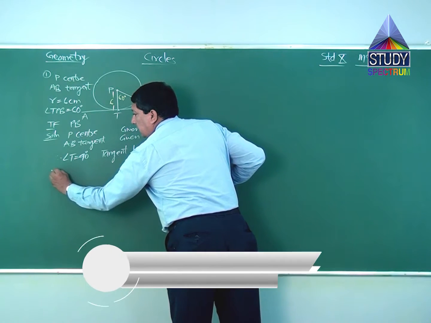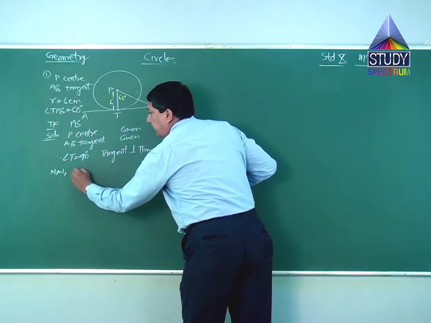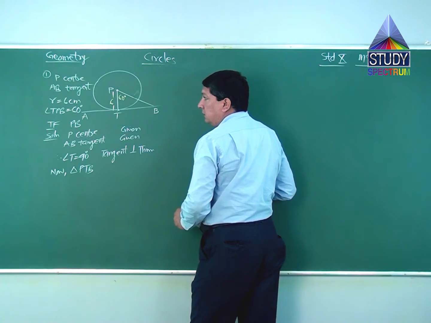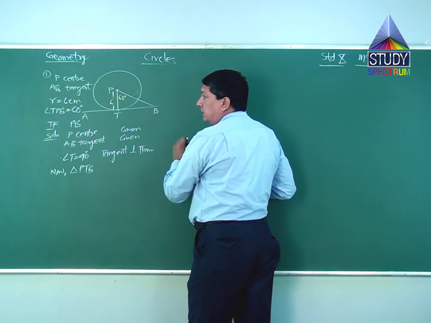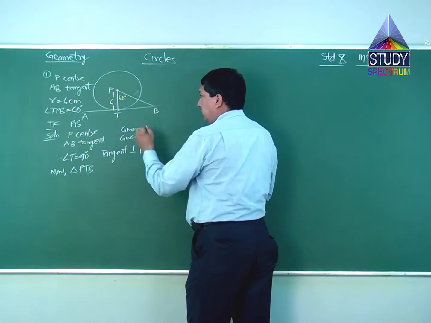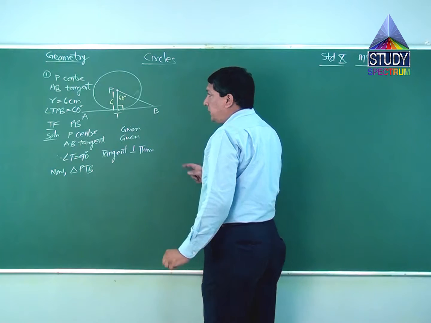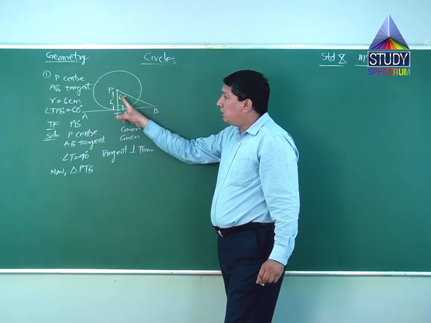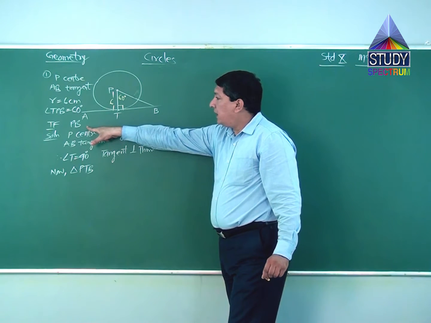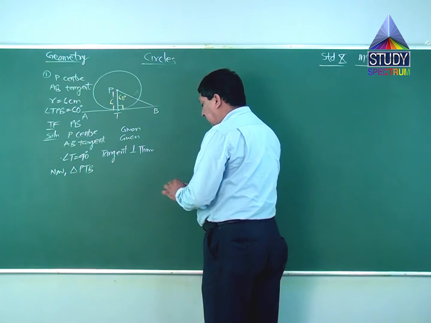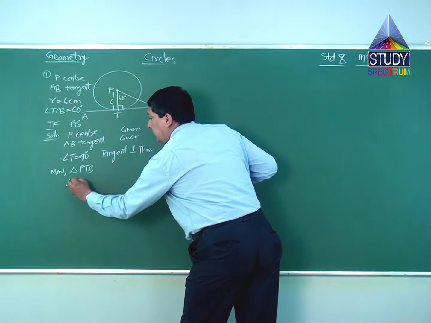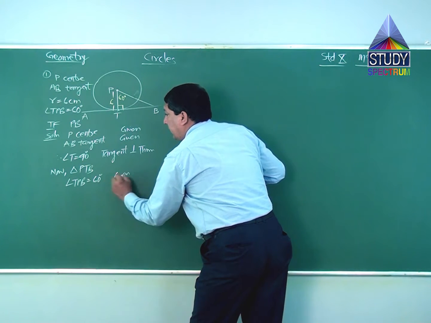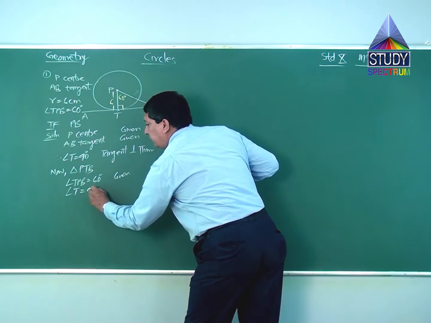Now, look at triangle PTB. In triangle PTB, this angle is 60 degree. This angle is 90 degree. So don't you think we can apply 30, 60, 90 triangle theorem? We need to find out PB. So we can apply 30, 60, 90 triangle theorem. So in triangle PTB, angle TPB is 60 degree, given. Angle T is 90 degree, just now we have proved.